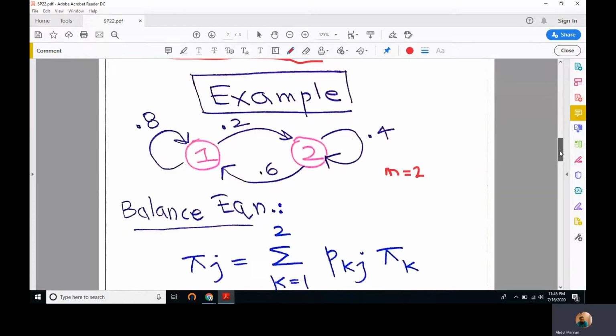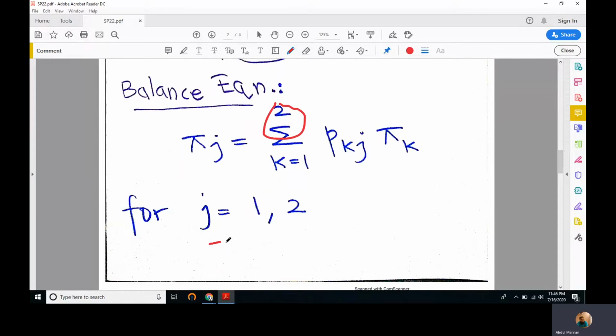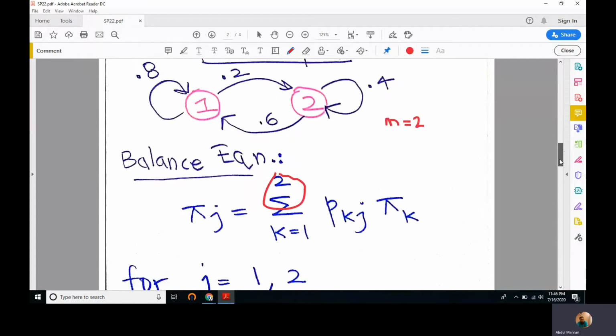So, balance equation, I have written the balance equation once again, but with the difference that I have put 2 here instead of m, because now in this Markov chain, we have only two states, for j equals 1 and 2. So we will evaluate pi 1 and pi 2. We cannot evaluate pi 3 or any other value of pi because we have only two states, 1 and 2. So this is valid for all 1 to m. So m is 2 here, so j would range from 1 to 2.